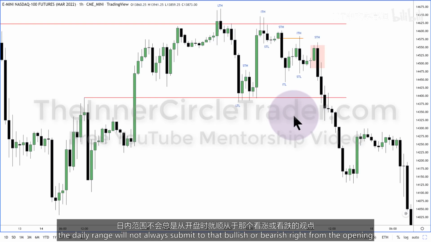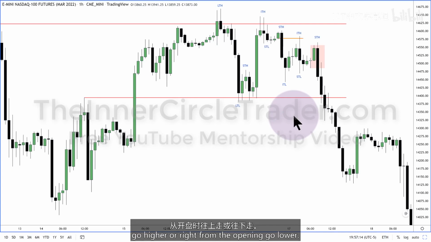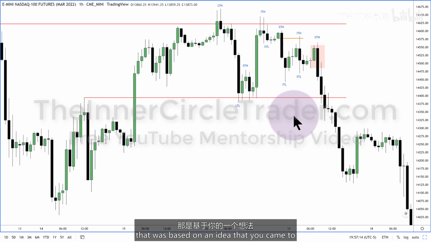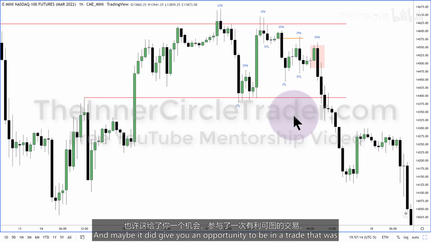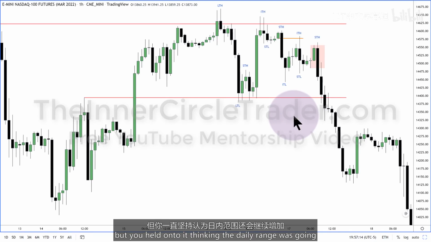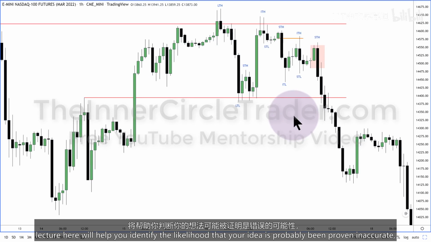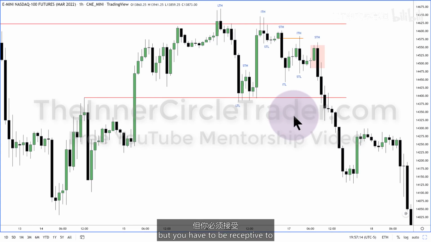But the daily range will not always submit to that bullish or bearish, right from the opening go higher or right from the opening go lower. Sometimes you'll have consolidation intraday. And you may have been trying to take a trade that was based on an idea that you came to that would be bullish. And maybe it did give you an opportunity to be in a trade that was profitable for a period of time, but you held on to it thinking the daily range was going to keep on going higher, and it turned on you. These ideas I'm going to teach you in this lecture here will help you identify the likelihood that your idea has probably been proven inaccurate, but you have to be receptive to the clues that price is giving you.